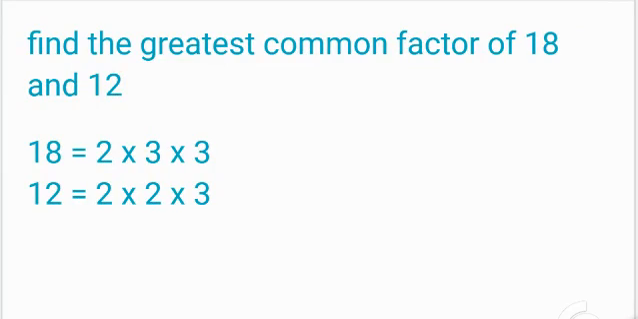thing that we do is we break up each term into their factors. So here we have 18 broken down into 2 times 3 times 3, and 12 broken down into 2 times 2 times 3.